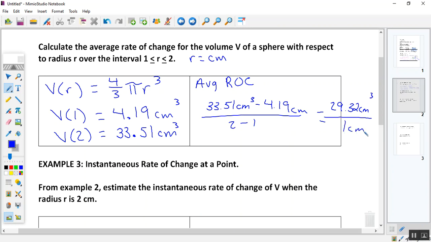Okay, so what that means is this. The volume change is 29. On average, the volume change is 29.32 centimeters for every 1 unit of change in my radius. Okay? It means the volume changes, adds 29.32 cubic centimeters on average for every one.